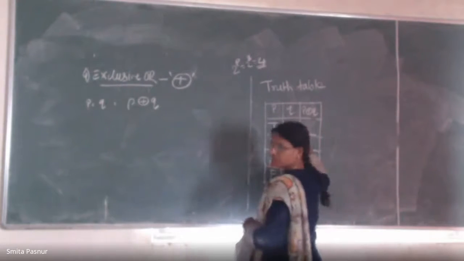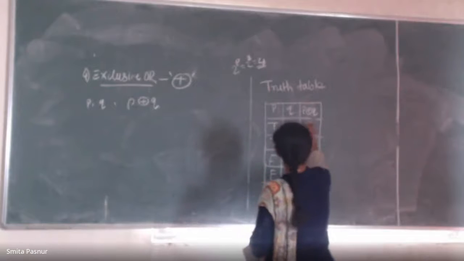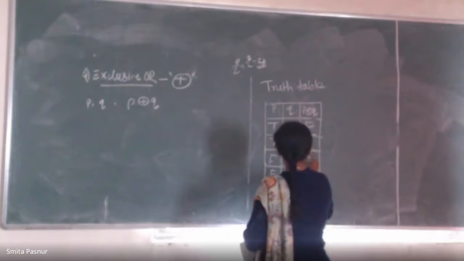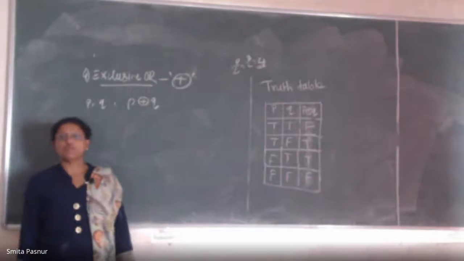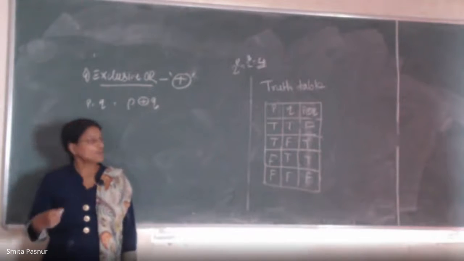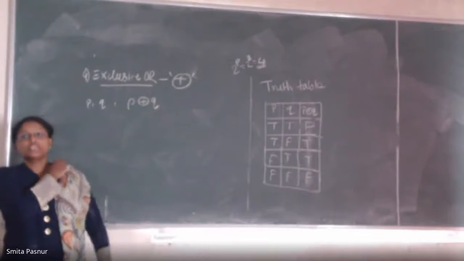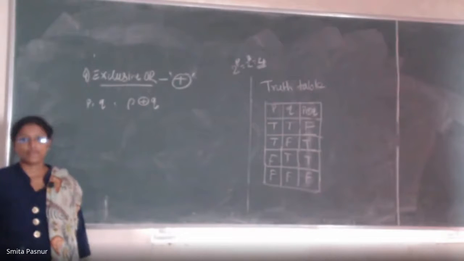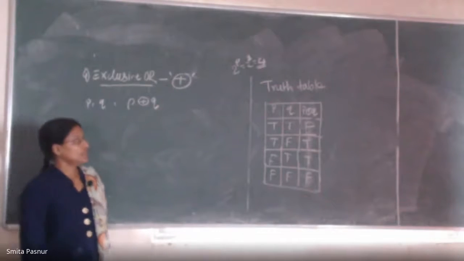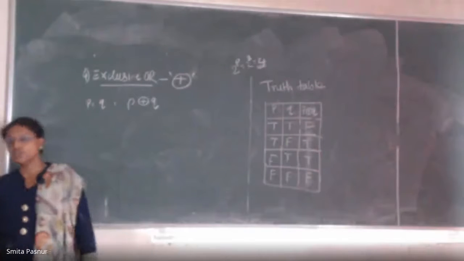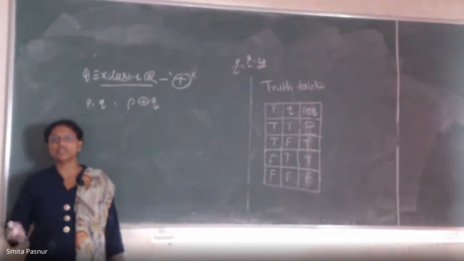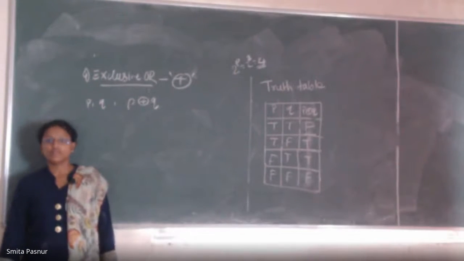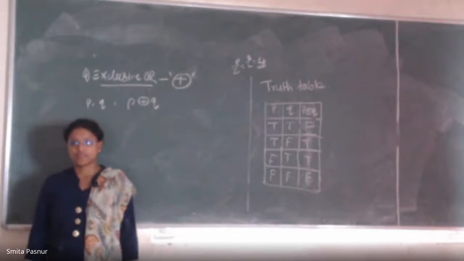In exclusive OR, what will happen? If it is true, then you will get false. Here is true and here is false. So if both the values are the same, then you will get false only. Otherwise, you are getting true. That is exclusive OR. Is that clear? If P is true and Q is also true, then you are getting false. And if one is true and one is false, you are getting true. So this is nothing but exclusive OR.